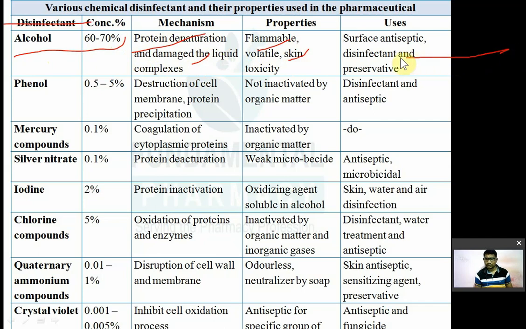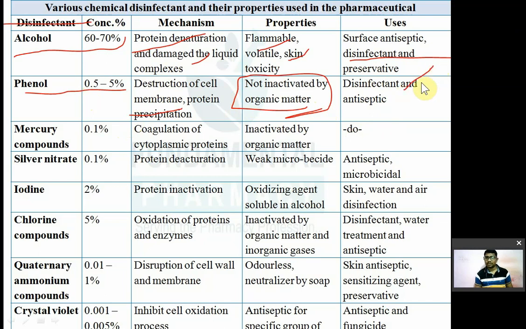Then phenol, it is used in the concentration of 0.5 to 5%. It destroys the cell membrane wall. By destruction of the cell membrane, it also causes protein precipitation. It is not inactivated by organic matter. So no organic matter will inactivate phenol. It is used as a disinfectant and antiseptic.